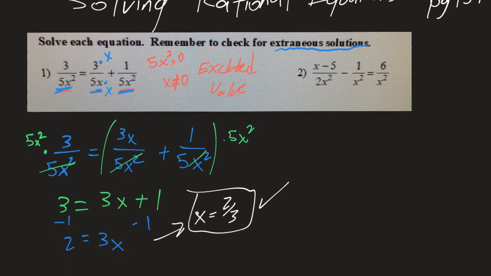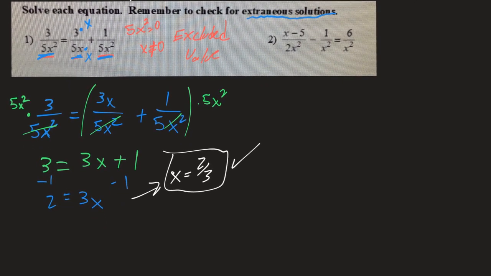Very similar problem in number 2. Okay, so again, let's start by stating our excluded values. Excluded values and these extraneous solutions always come from the denominator.